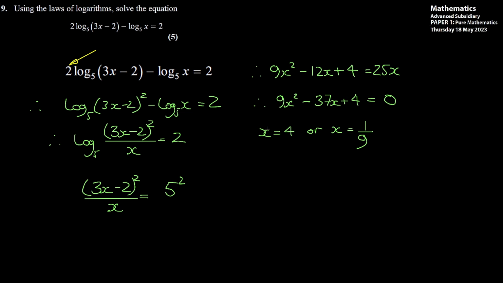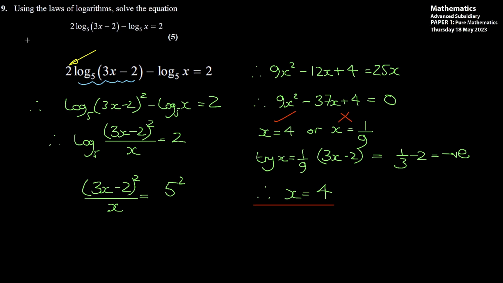The 4 clearly is okay. x is equal to a ninth: if I put a ninth in here, I get a third minus 2, which is negative. And as we can't take the log of a negative number in this first expression, this is not a possible solution for this question. It is a solution for the quadratic, but it won't work with our log original. So therefore I can say x is equal to 4.